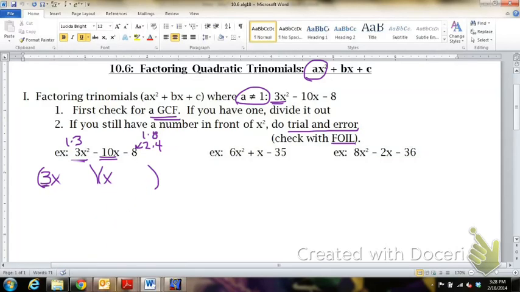Now, I can switch them, 8 and 1. That gives me 8, and these give me 3. 8 and 3 give me 11 or 5, not 10, but it's close. So I know it's not going to be 8 and 1. Okay, so now it's got to be 2 and 4. So let's do a 2 and a 4. That gives me 2. That gives me 12. Can 2 and 12 give me a -10?